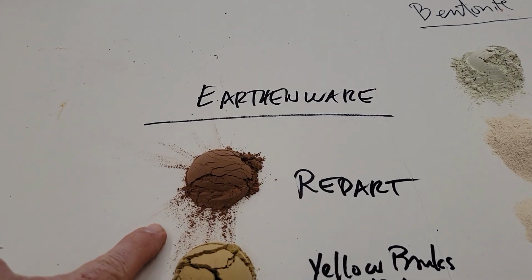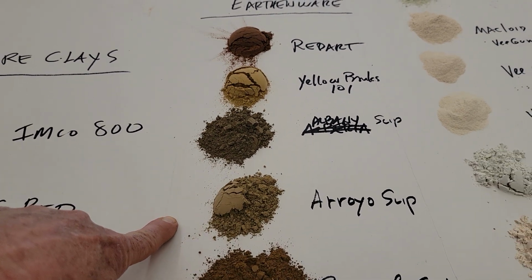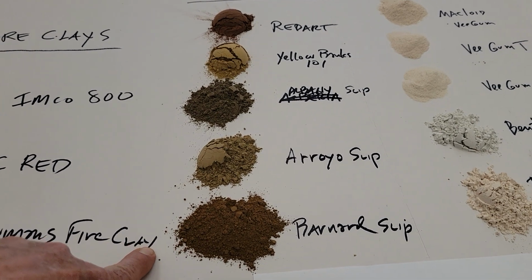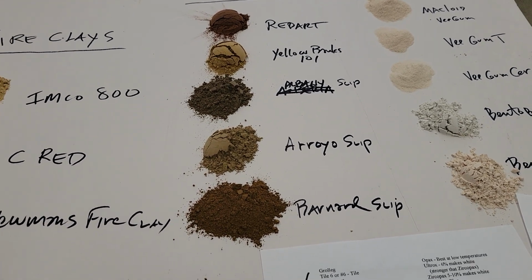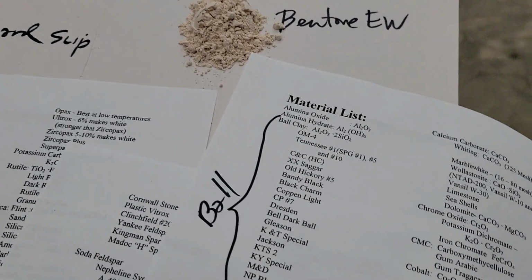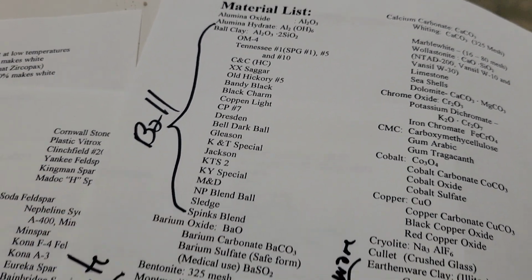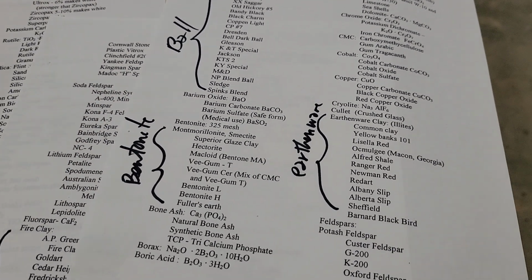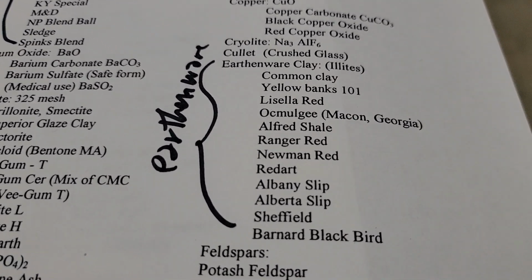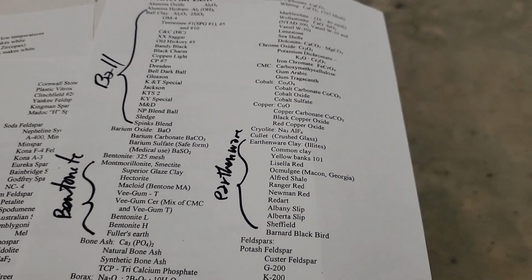So Red Art is the main one. You can have Yellowbanks, Albany, Arroyo, Barnard, that's out of production too. Oh, I forgot to show you all these types of ball clay. So I did the same thing here as I put them all in this list. And then here's all the earthenware clays that I wrote down. Not all of them, but the ones I wrote down.